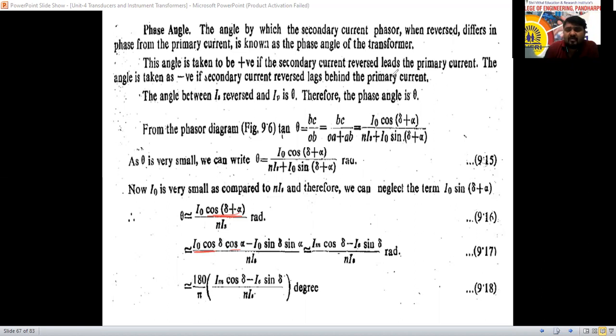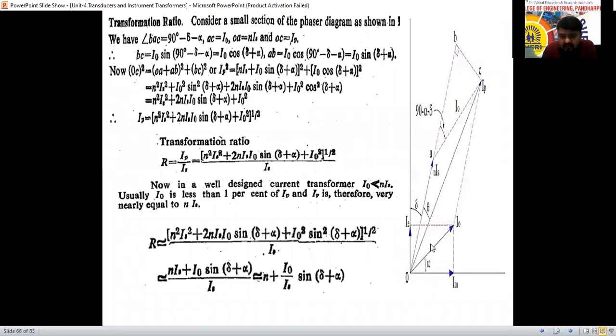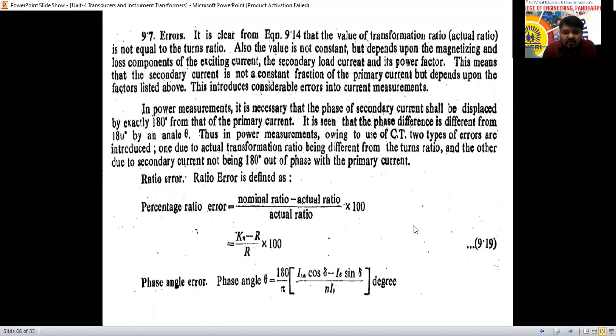From this phasor diagram again, we have to go to the phasor diagram. See here, this is I naught. So this Im is nothing but I naught cos alpha we can consider. Yes or no? Cos alpha. This one is I naught sin alpha. We have to replace that with Im and IE. Im equal to I naught cos alpha, and I naught sin alpha equal to IE. That one only we have written here.